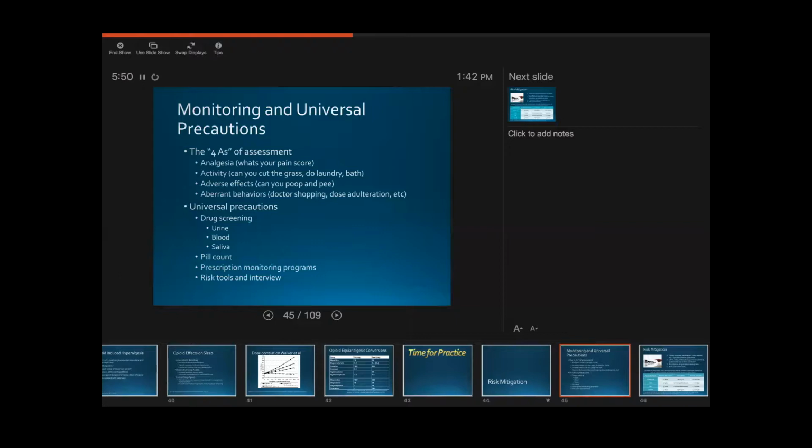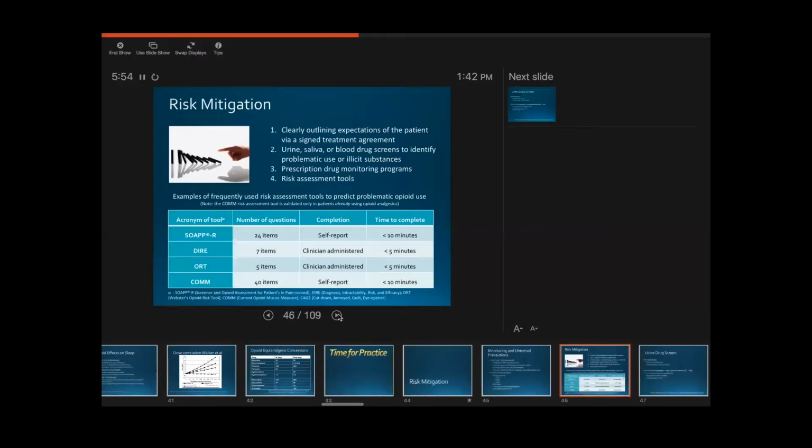You had a question over here? I was wondering, for those monitoring programs, how soon after a pharmacist fills something does it get uploaded into that? The question is, how quickly do we actually get access to it? Legally, it's supposed to be within 7 days. It can vary anywhere from a couple days up to a couple weeks.